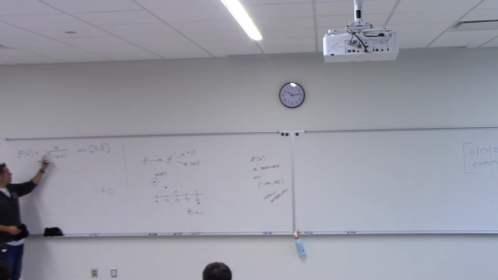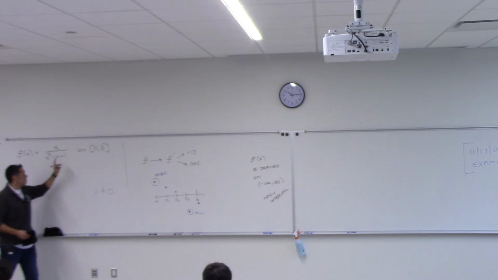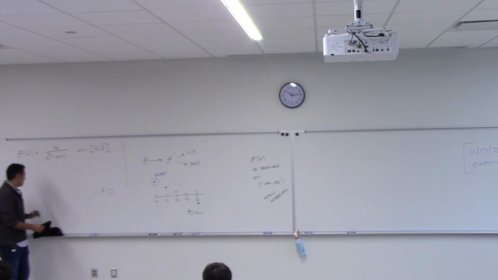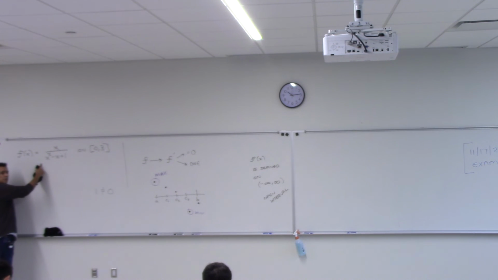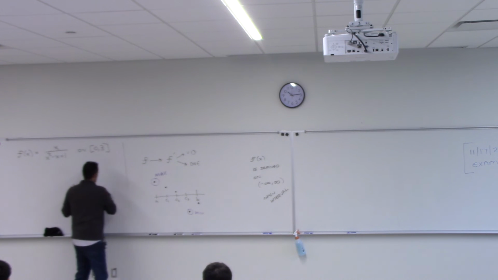But we have a method now. We can find the biggest value that will come out and the smallest value that will come out on this interval, so long as this is a continuous function on the closed interval. So is this a continuous function on that interval or not?